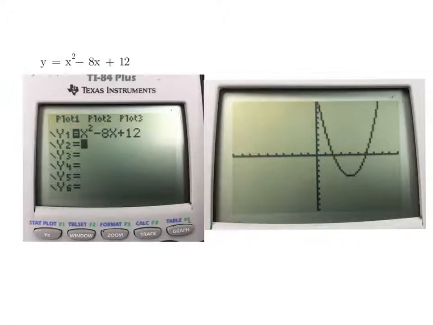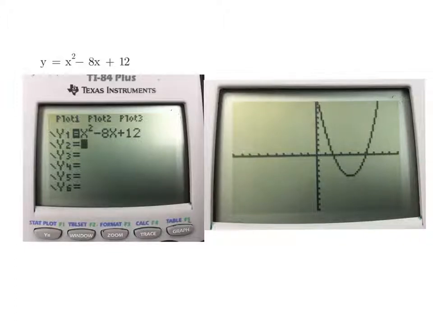In fact, next to the zoom button is trace. Go ahead and hit trace, and you'll get a blinking cursor on your graph. It's literally on the graph. Hit the right and left arrow buttons and watch it move on the graph and give you the coordinates of the points. If you arrow over toward the x-intercepts, you'll be pretty confident that the x-intercepts are 2 and 6. Right and left on that, and it'll just move up and down the parabola.